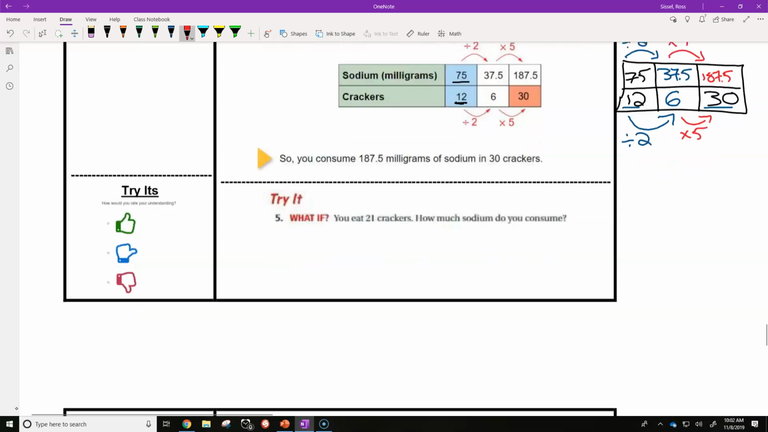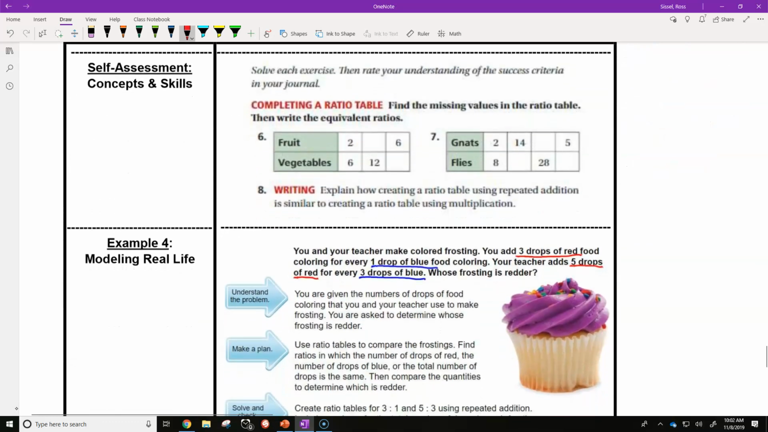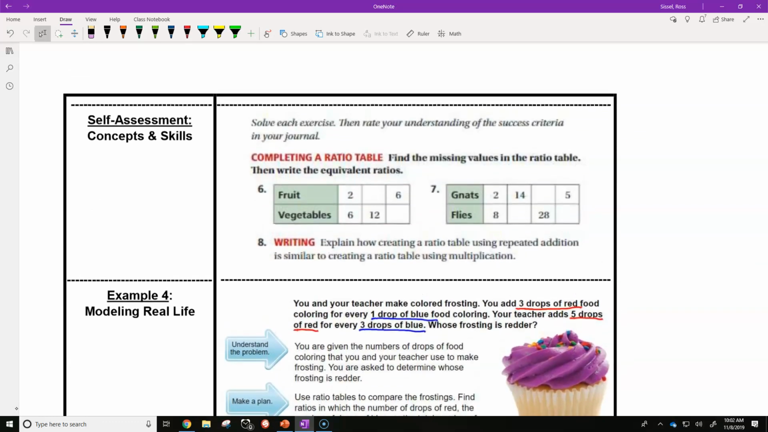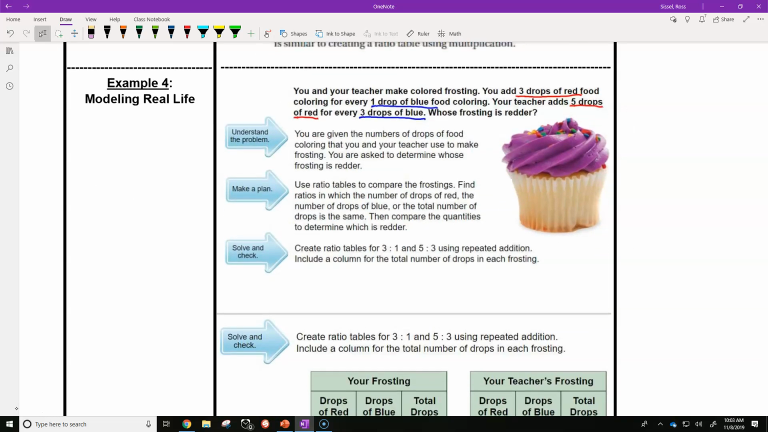Alright, we're going to skip the try and we're going to go to the very last question. Self-assessment. Why do I put this on your notes? For self-assessment. Yeah. Extra practice. If you want to study for your test, if you do these, you can turn it into me for a link spot.